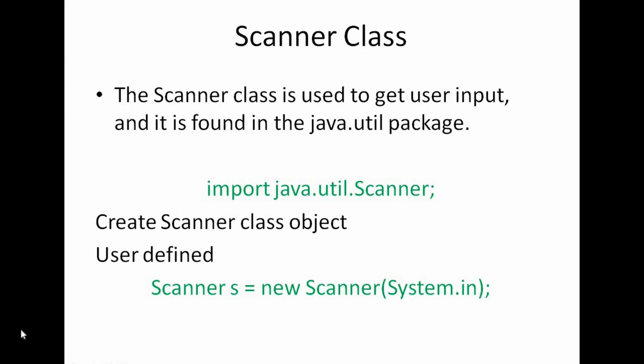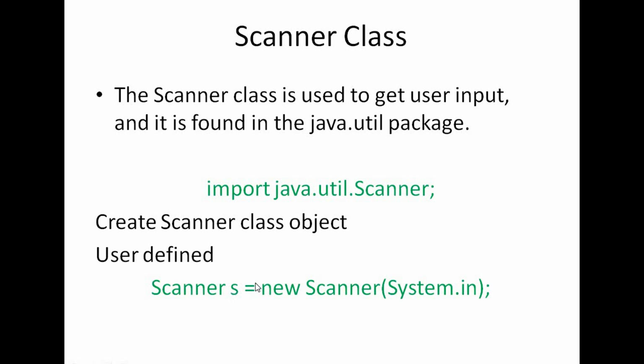Whenever we use the Scanner class, we have to import that class into our program, which will be the first line that we have to write. So it is the line import java.util.Scanner. In Scanner, S is the capital letter. When you import the Scanner class, you cannot use it as it is. You have to create an object for the Scanner class.